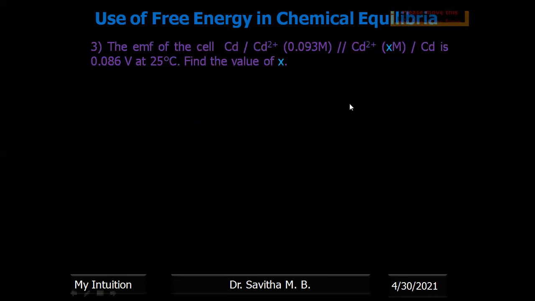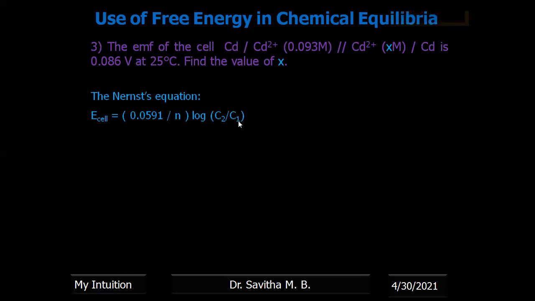Now the third problem is, see the EMF of the cell, where this is a cell representation. It is a cadmium concentration cell, cadmium bar cadmium 2 plus of 0.093 molar, salt bridge, cadmium 2 plus of X molar bar Cd. The EMF of the cell is given, 0.086, again 25 degrees standard temperature. We need to find out the concentration X, that is in the cathode compartment. We have the Nernst equation, 0.0591 divided by n log of C2 by C1. C2 is the cathode concentration, C1 is the anode concentration.